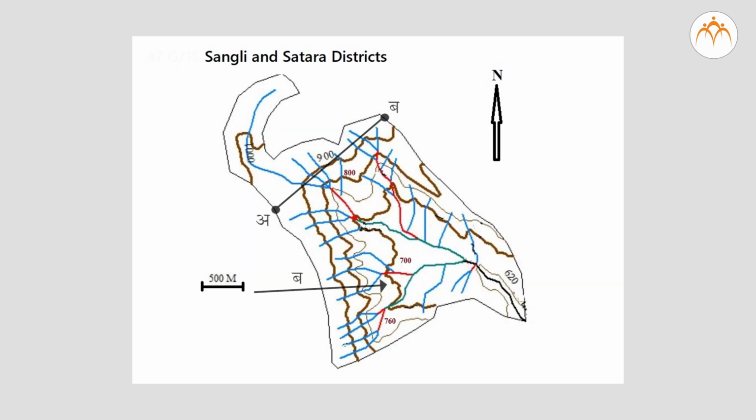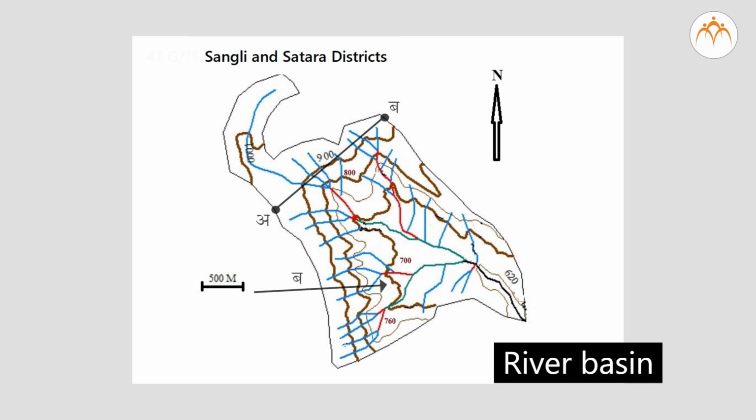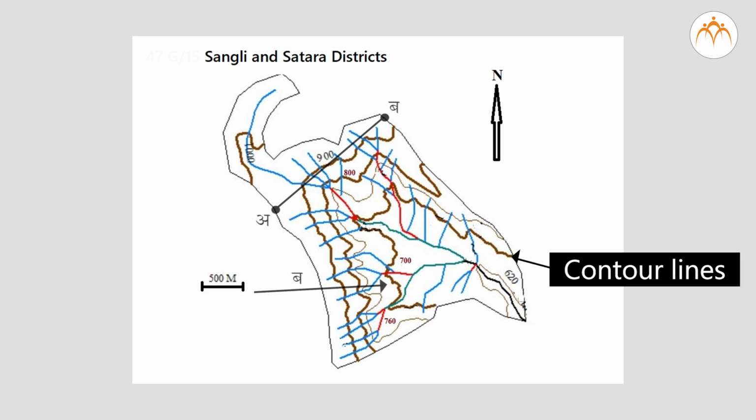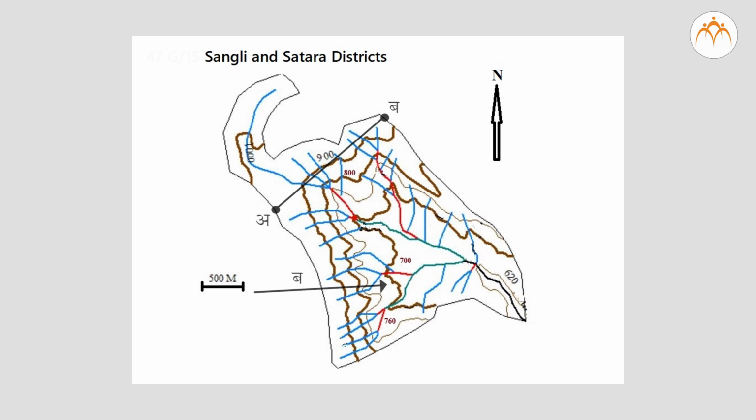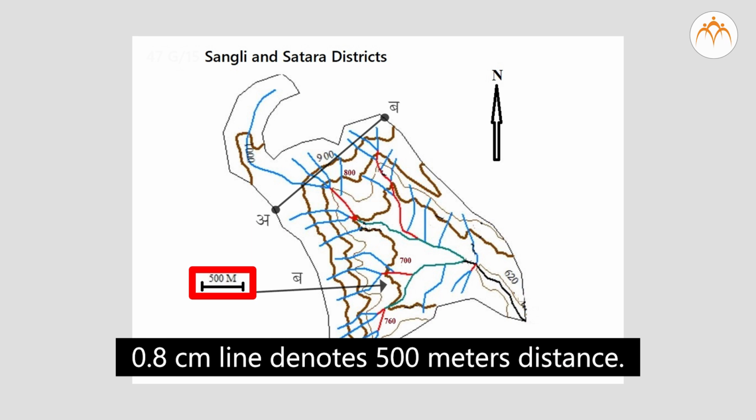Let us study the map. The map numbered 47G/15 is of Sangli and Satara district, which shows the river basin of a small river. The flow is shown by the contour lines. The scale of the map is shown in black line. 0.8 centimeter corresponds to 500 meters. It means that a 0.8 centimeter line denotes 500 meters distance.